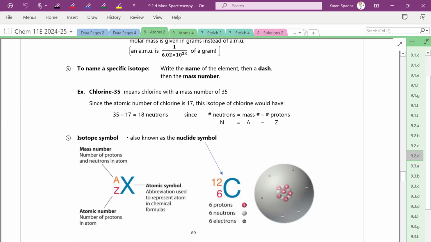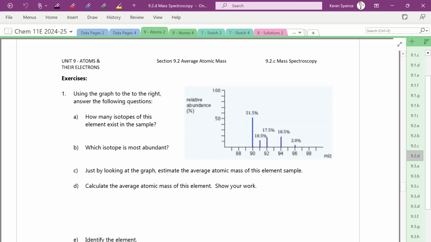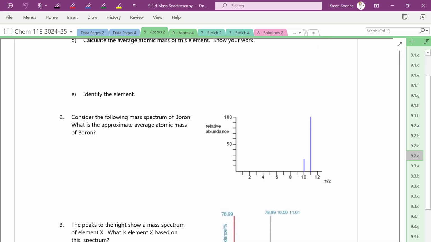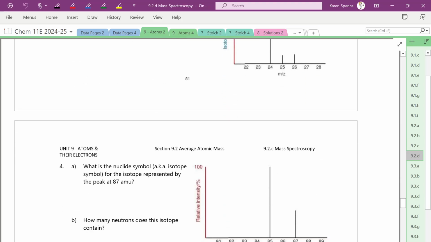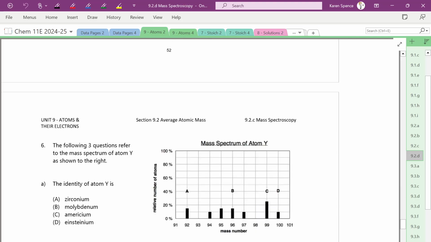Any questions? Page 50. Page 51. Anything in there? Yeah. Question 6. 6A. Okay.